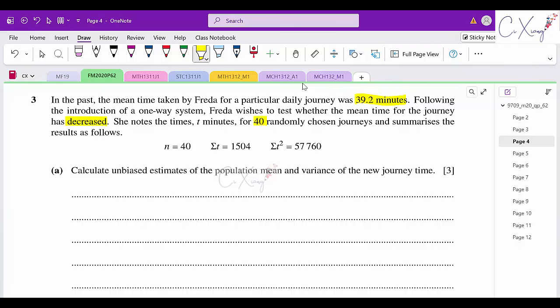She summarizes the result as follows. All these values here are summarized from 40 journeys, which actually means the sample. You have the sample size of 40, and all these are the numbers summarized from this 40 sample. Calculate unbiased estimates of the population mean and also the variance.